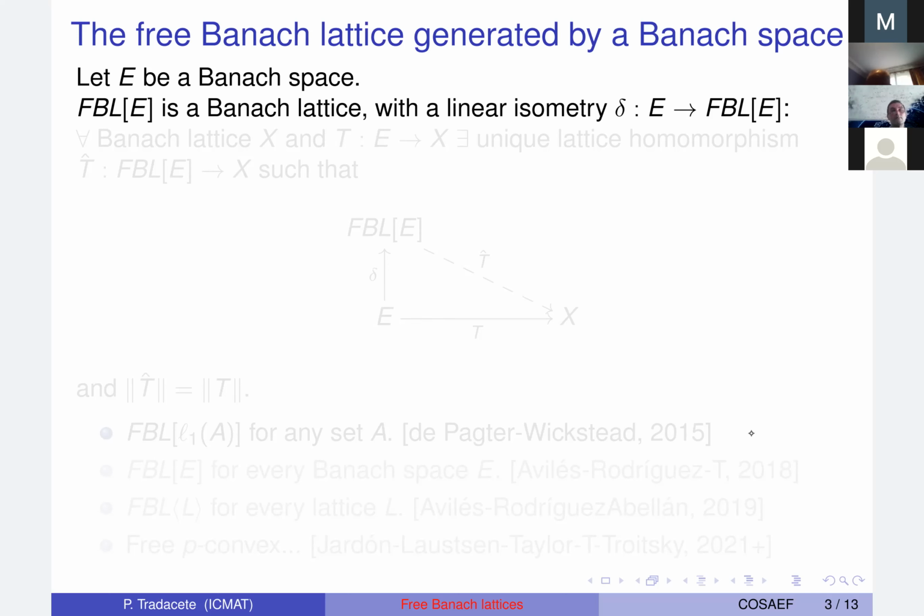And the idea is that this linear isometry allows me to view or to consider the original Banach space E as sitting inside, as a subspace sitting inside of FBL of E, of the free Banach lattice. And it will do that in such a way that the elements of this subspace, of the image of this linear isometry, they behave as lattice-free generators of the free Banach lattice generated by E.